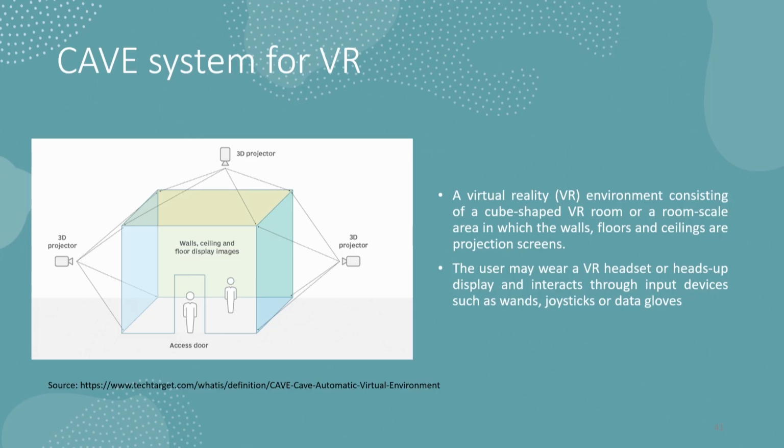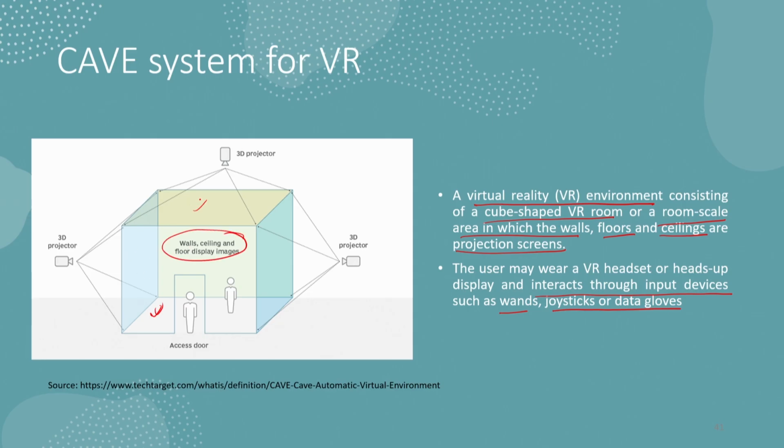Lastly, let us look at the CAVE system for virtual reality. This is a schematic of the CAVE system. Essentially, it is a virtual reality environment consisting of a cube-shaped VR room or a room-scale area in which the walls, floors and ceilings are projection screens. The user may wear a VR headset and or heads-up display and interact through input devices such as wands, joysticks or data gloves. So, you can see here the walls, ceilings and floor.